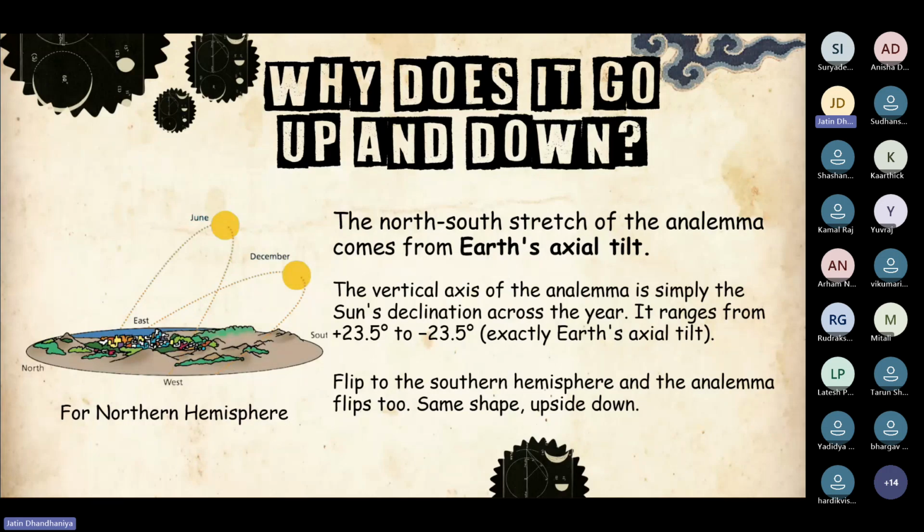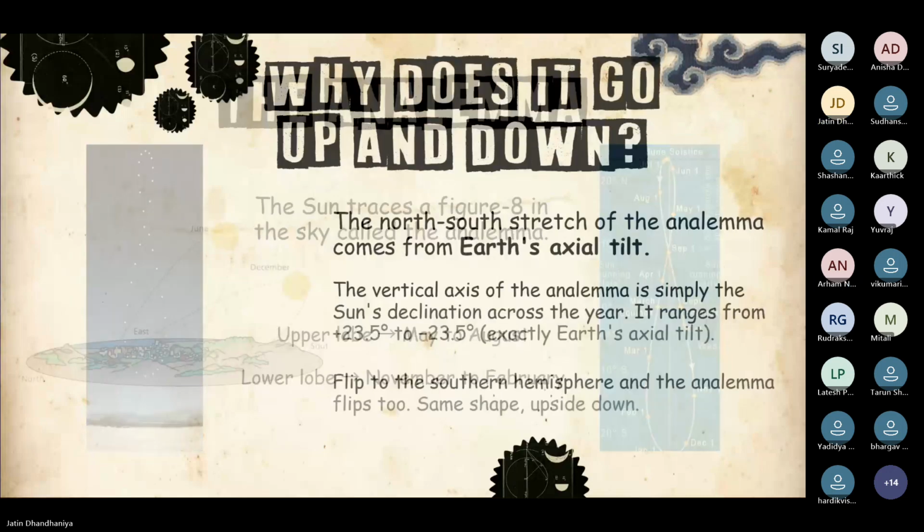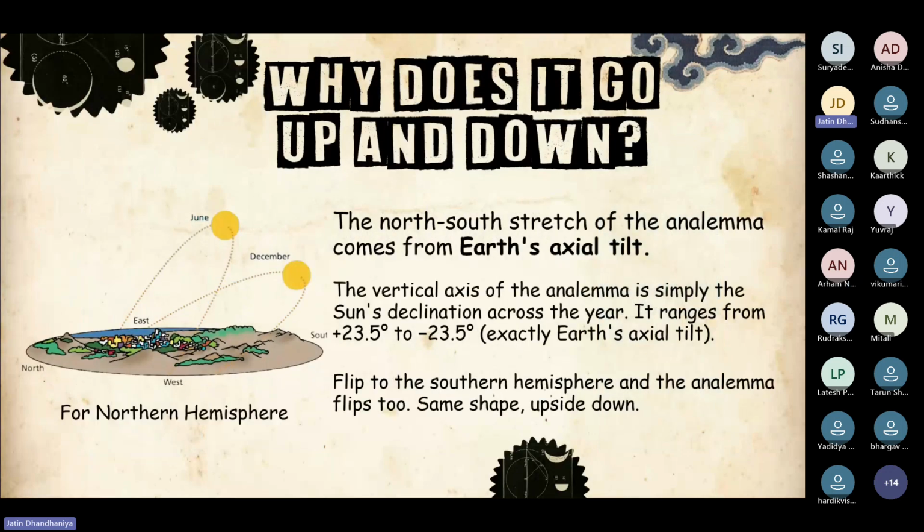Now, the previous analemma that I showed you is only for the northern hemisphere. In the southern hemisphere, this analemma flips and the whole shape becomes upside down. The upper lobe becomes bigger and the lower lobe smaller.